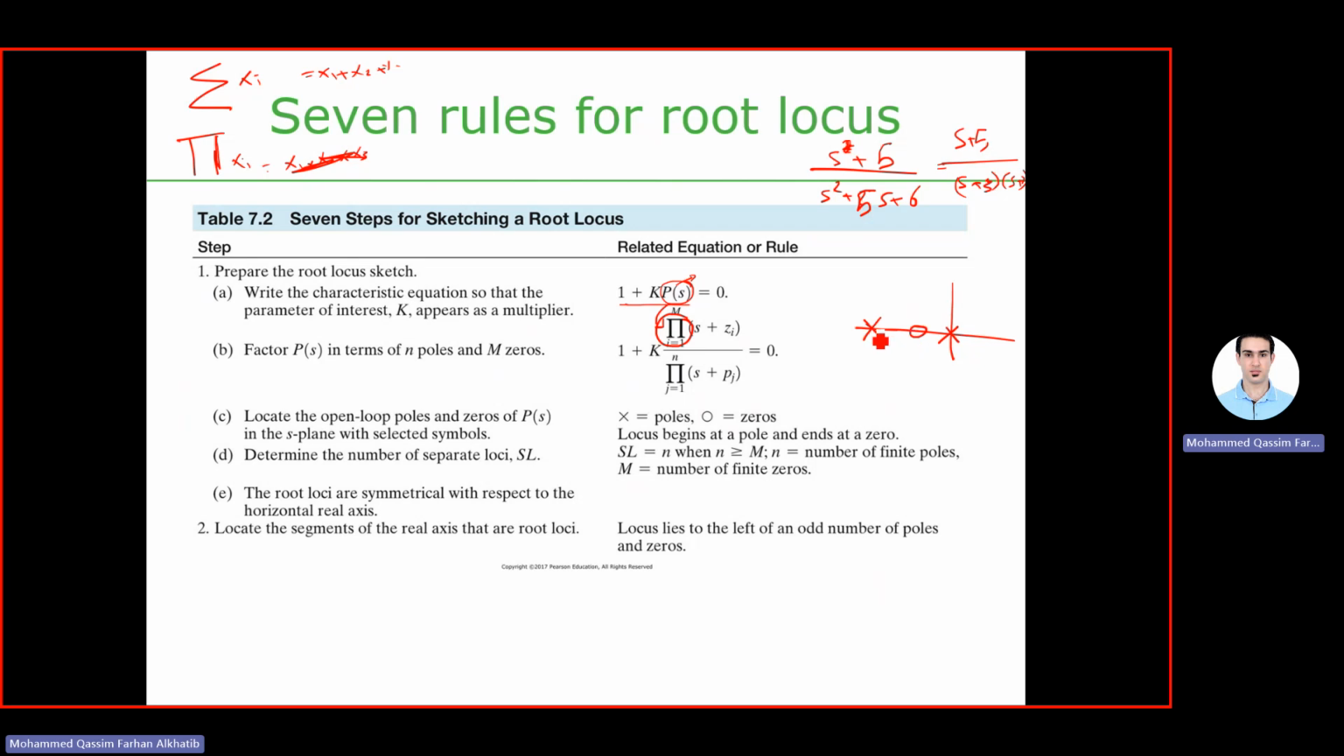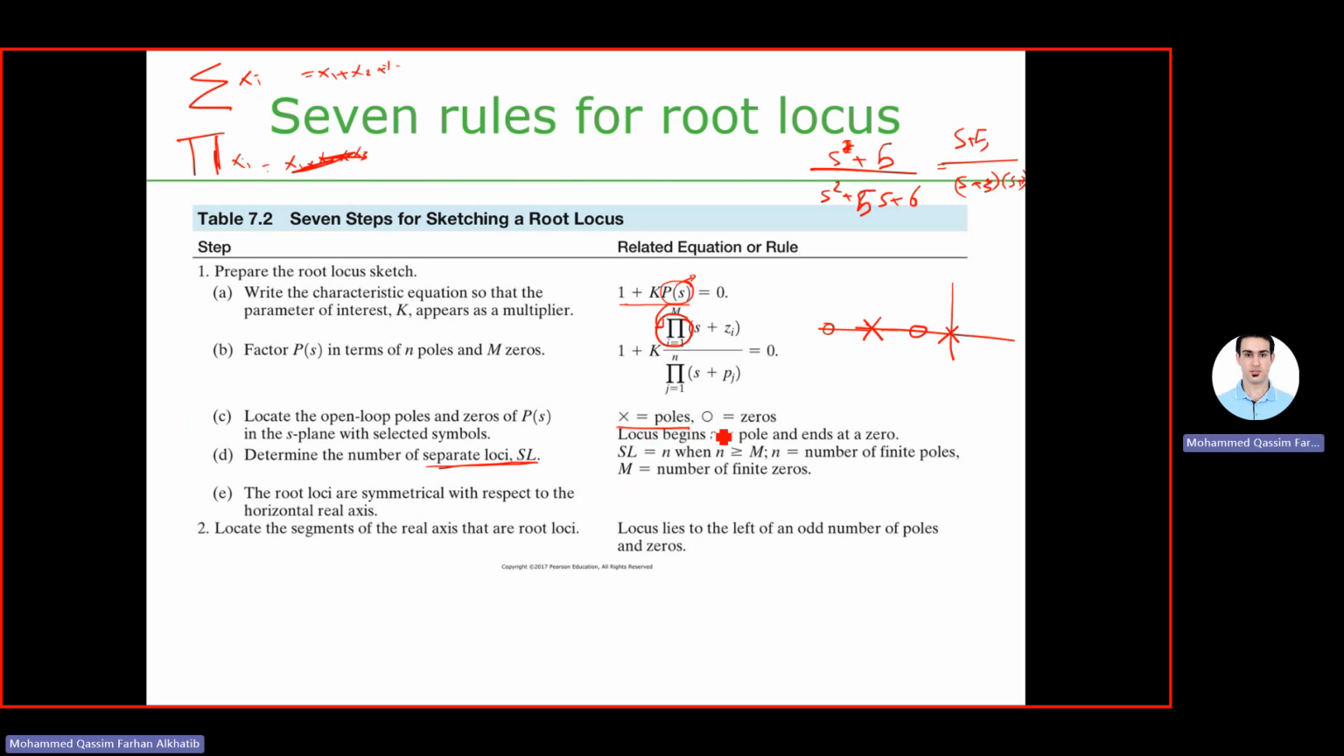Okay, let's assume there are zeros somewhere here and there, whatever. And that's plain. Now determine the number of separate loci. Separate loci stands for SL. All right, so we'll talk about the separate loci in a minute.